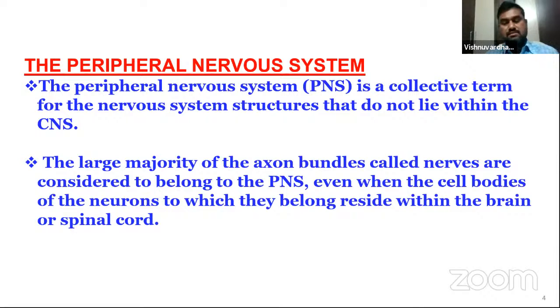These belong to the PNS, even when the cell bodies of the neurons to which they belong reside within the brain or spinal cord. This should also be remembered. The cell bodies of that neuron lie within the brain or spinal cord. Don't bother about that. The axon bundles of those neurons will be considered to belong to the peripheral nervous system, even though their roots are in the spinal cord or brain. The axon bundles of those nerves should be called the peripheral nervous system.